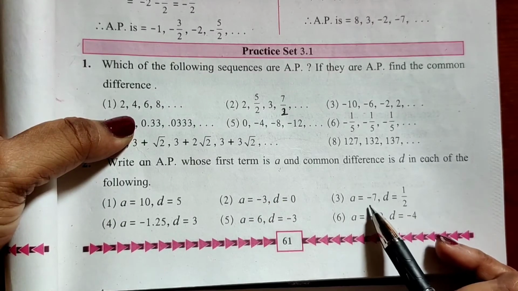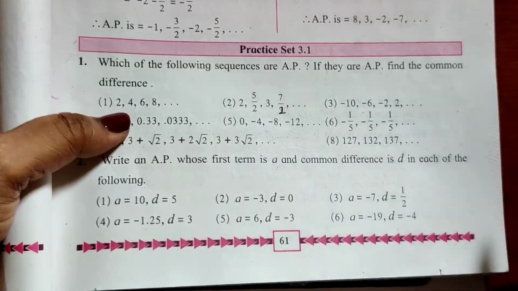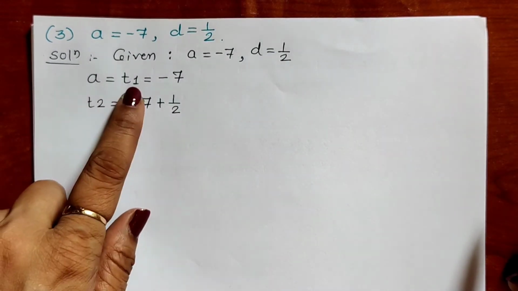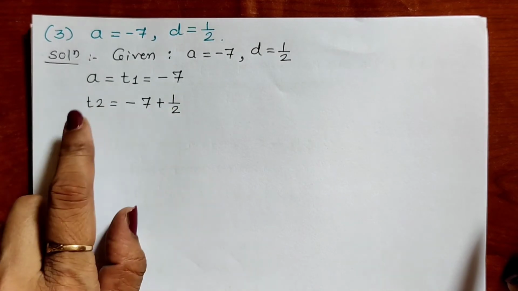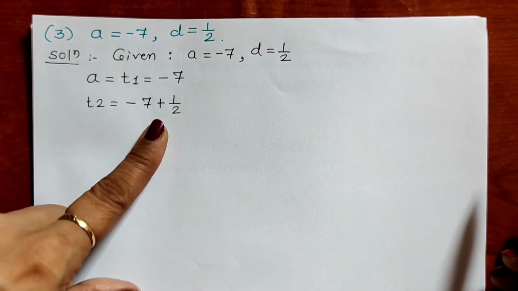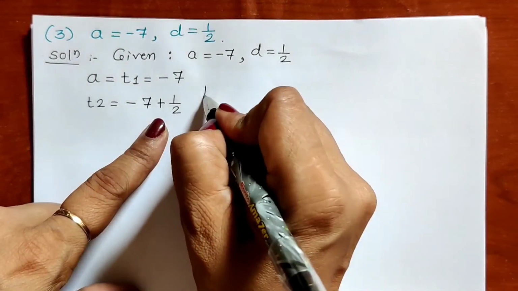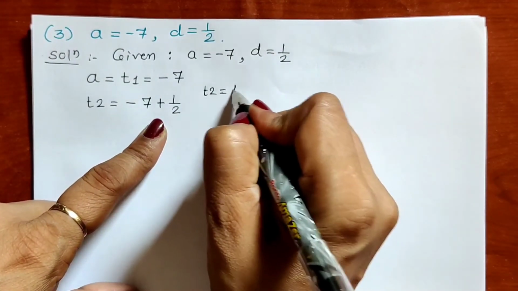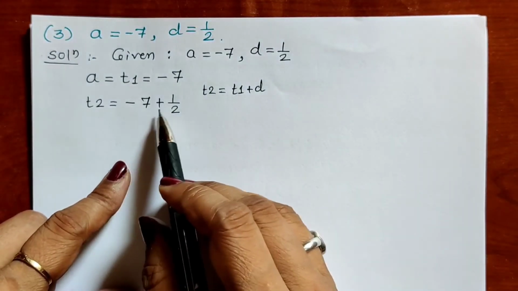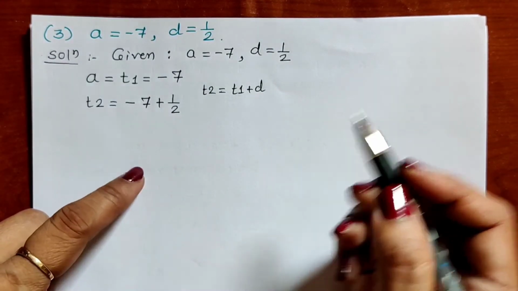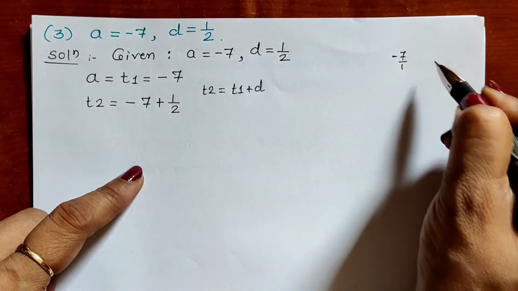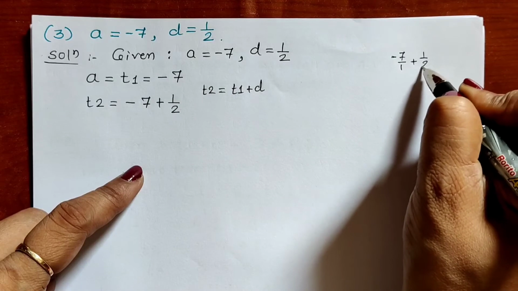Third sum, A is equal to minus 7, D is equal to 1 upon 2. Let us solve. Given, I have written first term A is equal to T1 equal to minus 7. T2 is equal to minus 7 plus D. We should write here T2 is equal to T1 plus D. Okay, so let us do minus 7 plus 1 upon 2. How to do it? Minus 7 means it is minus 7 upon 1 and plus 1 upon 2.